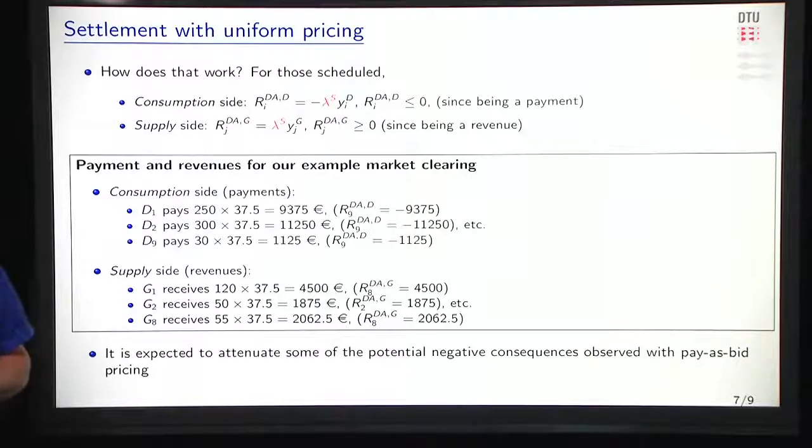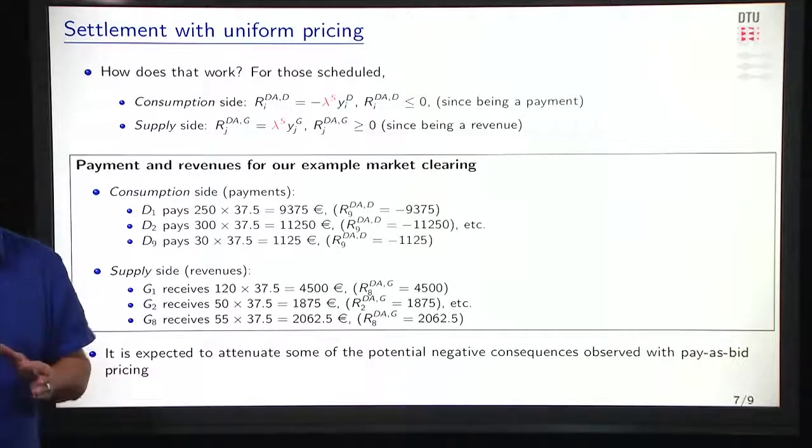Does that look like a better system? Some argue that uniform pricing has some benefits, but some actually prefer pay-as-bid settlement in electricity markets. In principle, the argument for preferring uniform pricing is that it's expected to attenuate some of the potential negative consequences which I discussed earlier for pay-as-bid pricing.